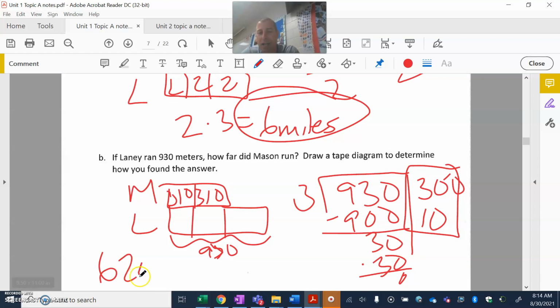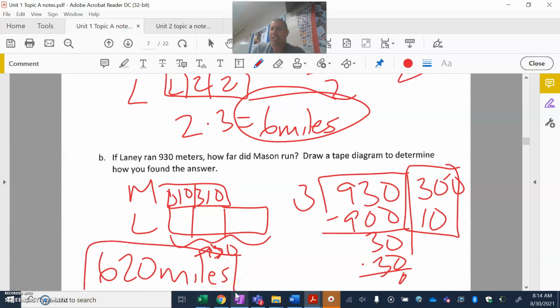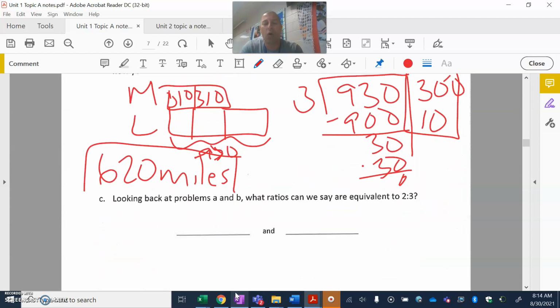620. I was going to say miles, and I was thinking, wait a second, that's a lot to be running. There we go, people. So label, figure out how much each box is worth, and then solve that question. That's what we'll be seeing over and over again here.